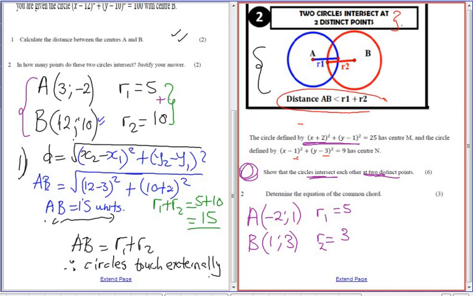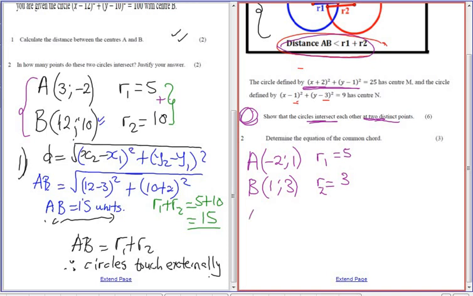So if they intersect each other at 2 distinct points, remember we said this is the condition that must hold. So let's go ahead and do it. I'm going to calculate AB. Make sure that in this situation, all you need to prove is that AB is smaller than R1 plus R2. That's all there is to it.